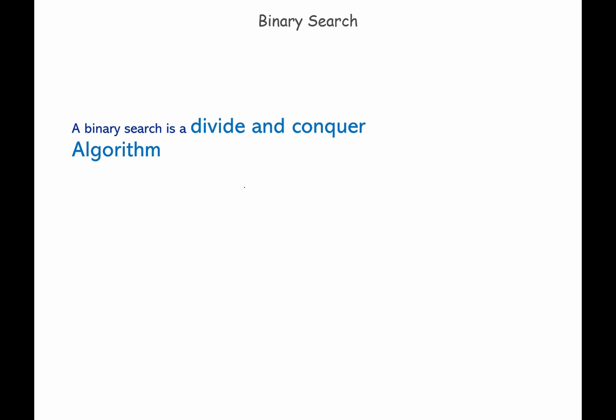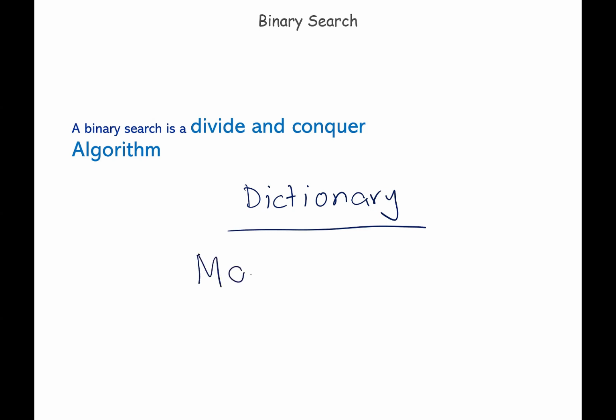So for example, say you are looking up a word in a dictionary. And the word that you're looking for is manage. You want to find this word manage. So do you start at the beginning of the dictionary? Do you start at page 1? No, right? Because you already know that it's not going to be on page 1, because page 1 is going to have all the words starting with A, right?